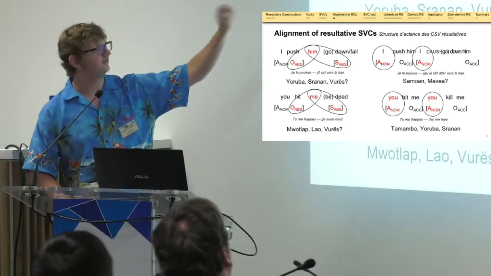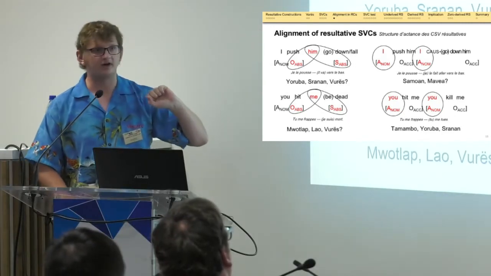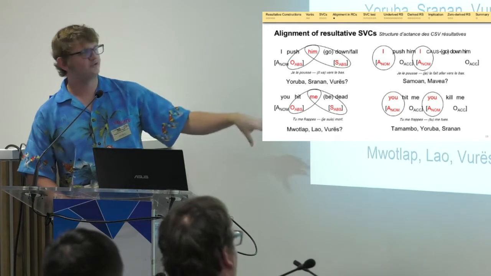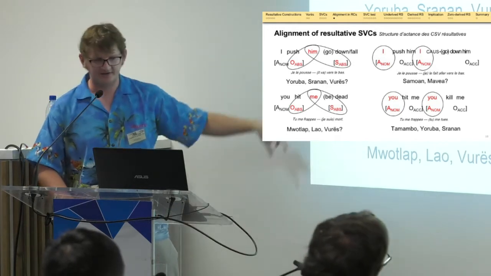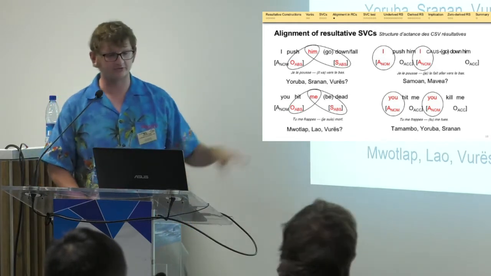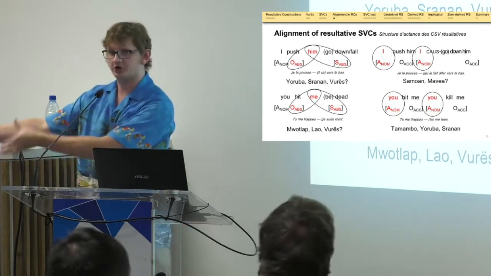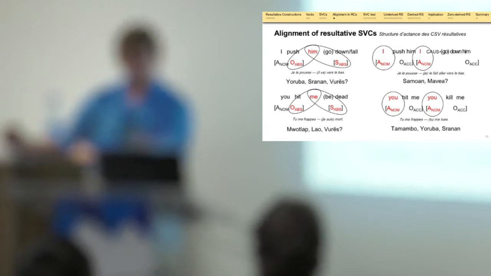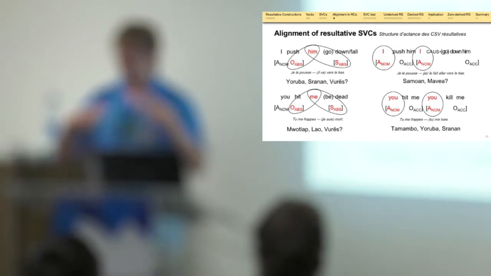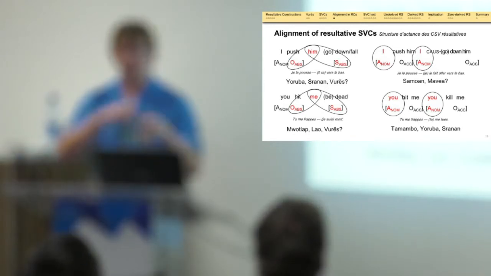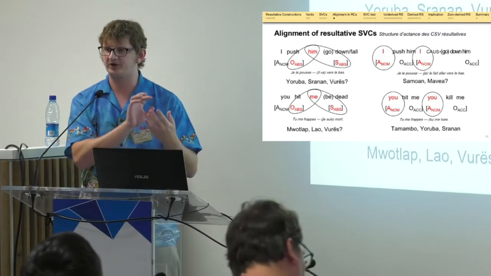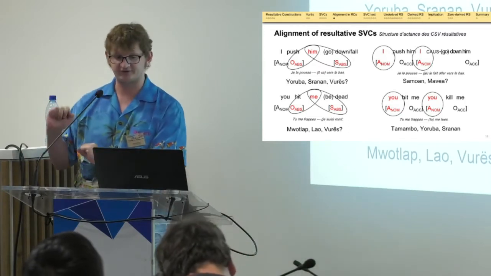Just getting back to this again, the alignment first. What you normally find in resultative serial verb constructions is something on the left-hand side. So if you want to say "I pushed him down", you normally would say "I push him, go down." So I push him, he goes down. Or "you hit me dead": you hit me, I'm dead. So where the object of the first verb corresponds to the subject of the second verb.